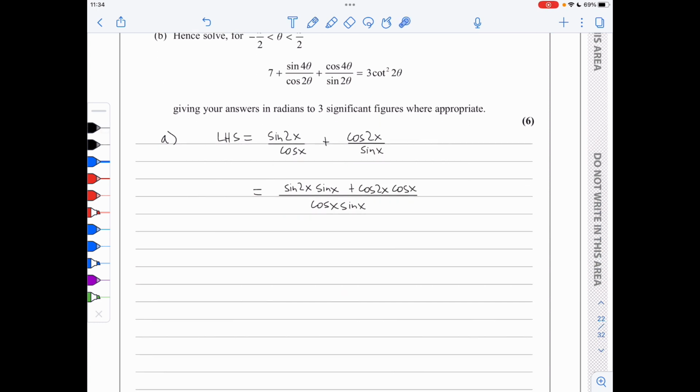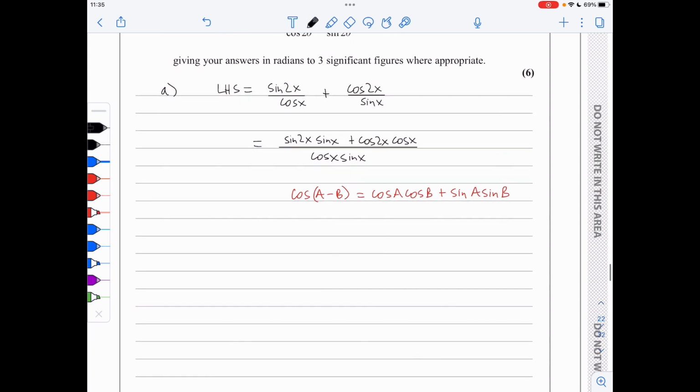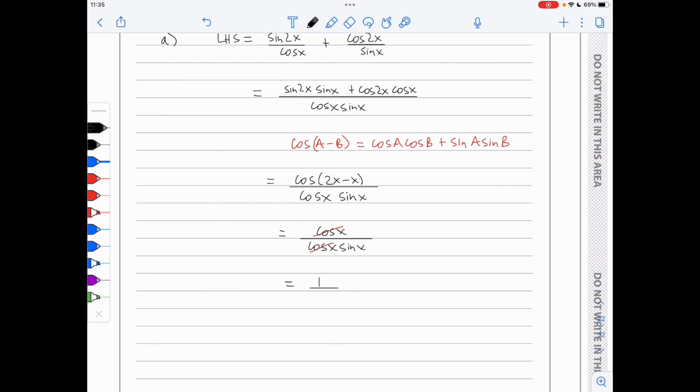Now the numerator resembles the addition formula for cos A minus B. So we can see that in our case, the 2x is the A and the x is the B, which means that in the numerator we will be having cos of 2x minus x. In the denominator it's the cos x sine x. Now the numerator is simply cos x, and this will simplify with the cos x in the denominator. I'm left with a sine x in the denominator. 1 over sine x is simply cosec x, which is the right hand side as required.